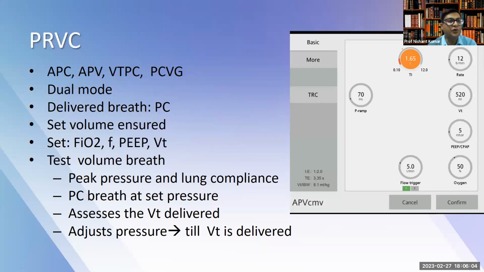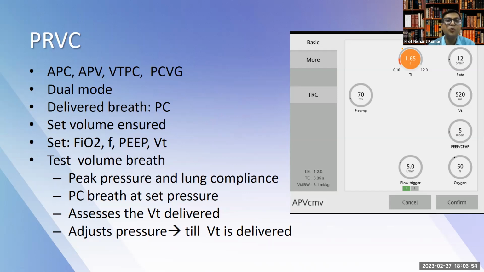So coming to the first mode, that is pressure regulated volume control. Now pressure regulated volume control is also known as APC, APV, VTPC, PCVG, depending on the manufacturer. Now remember, it is a dual mode. The type of breath that is delivered is a pressure controlled breath, although it says pressure regulated volume control, it is a misnomer. The correct terminology for this mode is either VTPC, that is volume targeted pressure control, or pressure control volume guaranteed, which describes it the best. How? We'll see it later. We'll just see in a minute. Now, this is the mode which is in the Hamilton ventilator. It is APV CMV or APV SIMV.